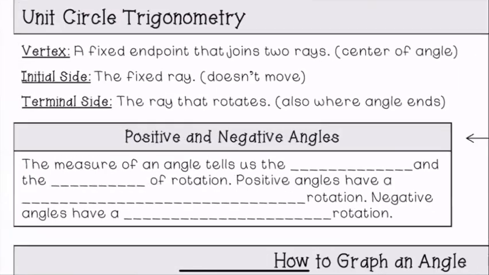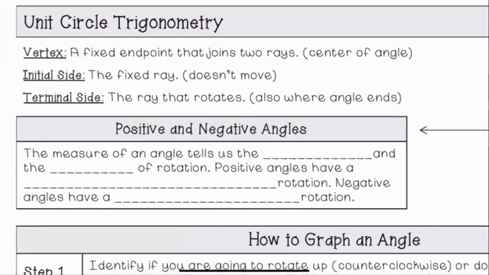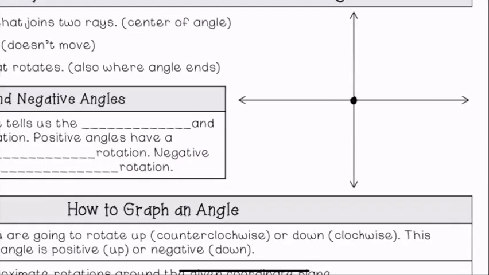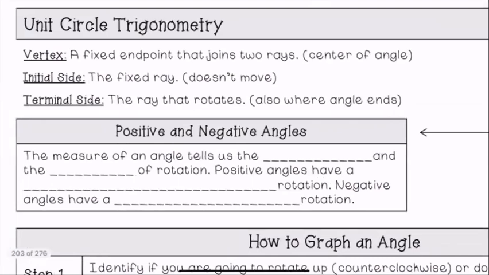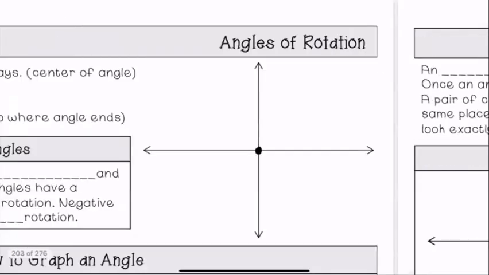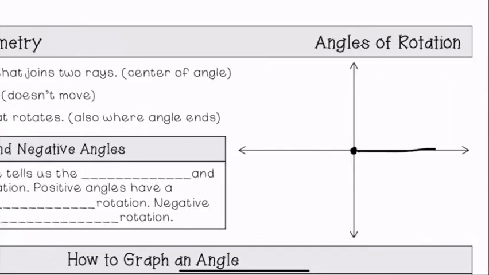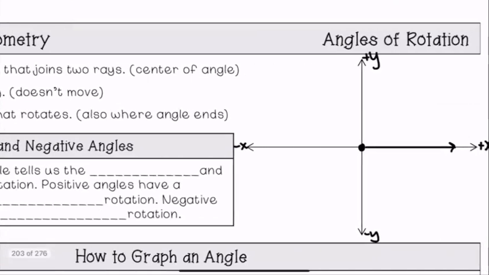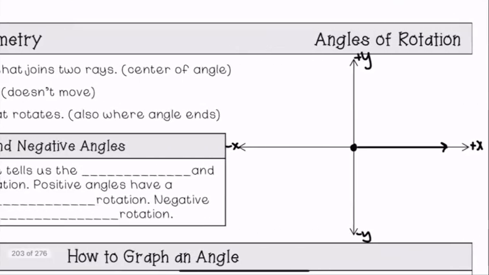We have three things we're going to look at here. We have a vertex, an initial side, and a terminal side. The vertex is going to be the center. The initial side is the fixed ray, the one that doesn't move. That is always going to be on the positive x-axis. Let me label our stuff here. There we go. And then the terminal side is the ray that rotates. It's also where the angle ends. That's why you hear the word terminal.